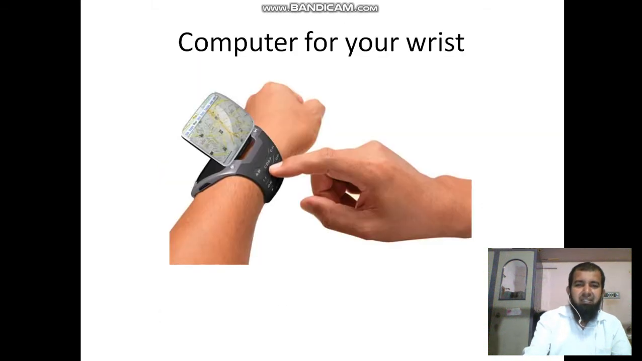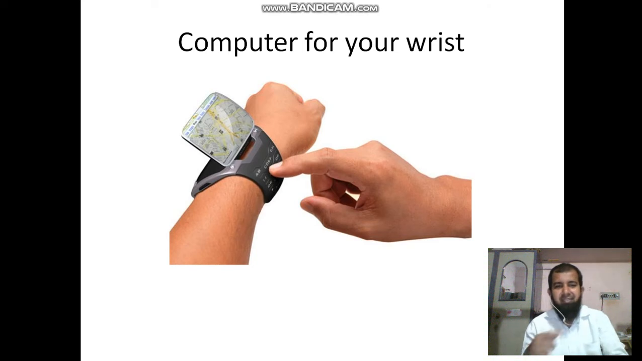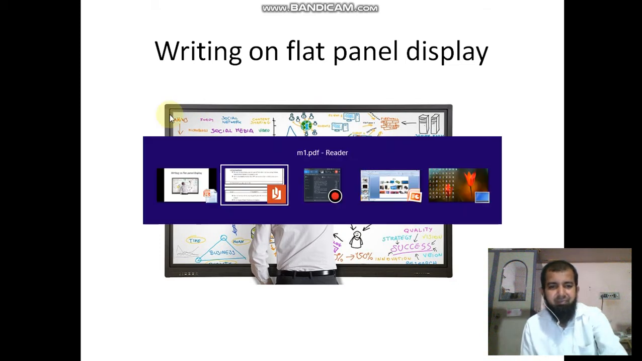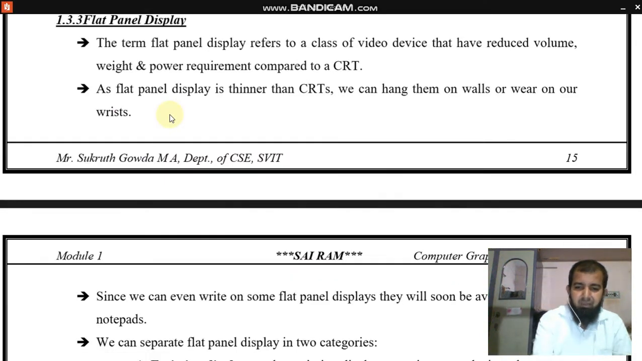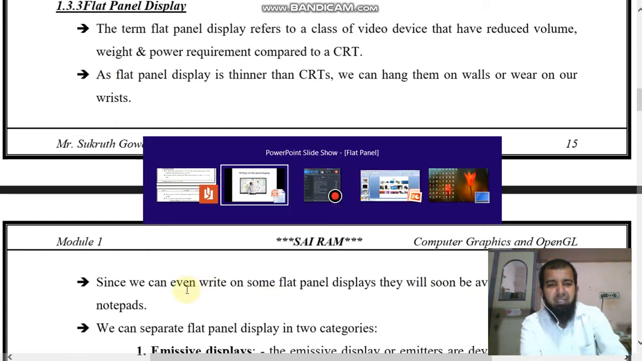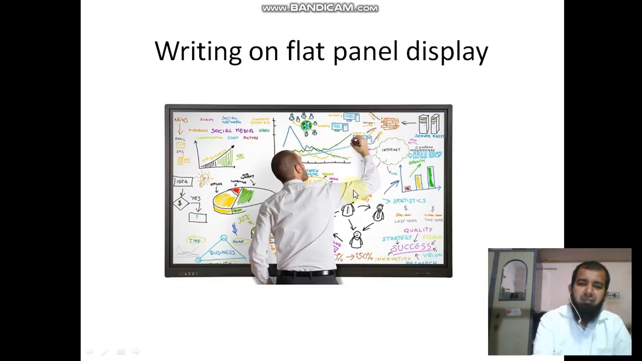And this is also one of the flat panel computers for your wrist. You can put it on your hand. This is one more flat panel display. So we can hang them on walls, or wear them on our wrists. Since we can even write on some flat panel displays, they will soon be available as pocket panels. So you can write on this flat panel display also.